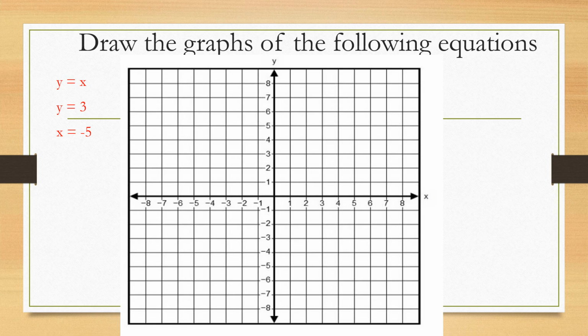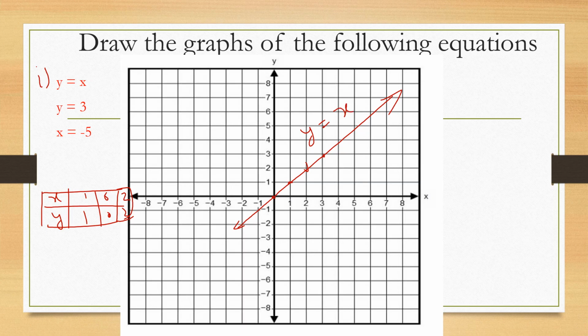Next question is, draw the graph of the following equations: y equals 3, y equals x, and x equals minus 5. You know, for drawing a graph we need a table. So let us make a table for the first part of our question, x and y. If x is 1, y equals 1. If x is 0, y equals 0. If x is 2, y will also equal 2. For 0 it is 0, for 1 it is 1, for 2 it is 2, for 3 it is 3. So we will get a straight line. So this is the graph for y equals x.